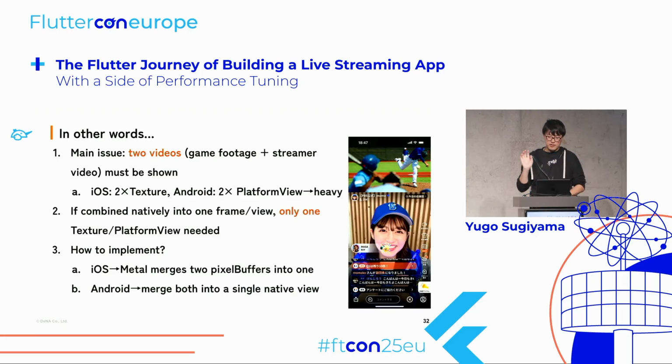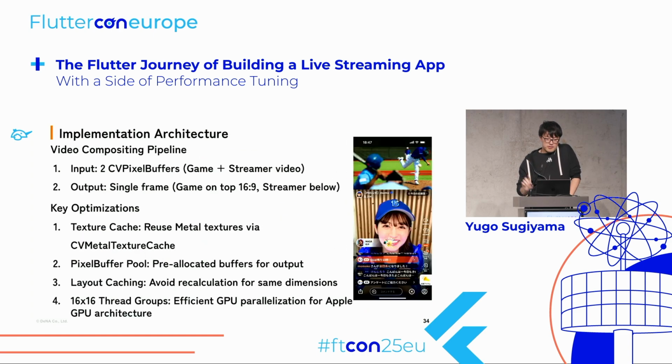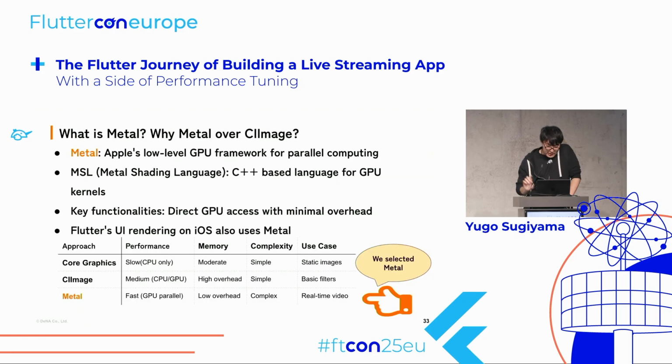In this project, we solved this by using Metal on iOS to merge two pixel buffers into one, and on Android by combining the native views directly into a single view. Metal is Apple's low-level GPU framework for parallel computing. MSL, the Metal Shading Language, is a C++-based language for GPU kernels, used to write the code for Metal. It provides direct GPU access with minimal overhead.